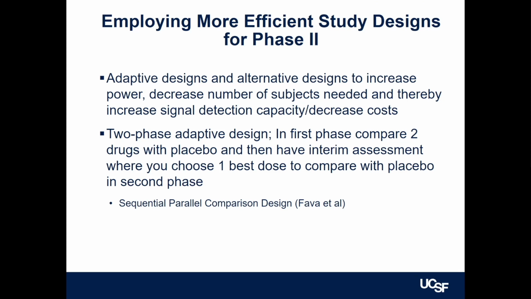So one of the most common is a two-phase adaptive design. And what that means is you have a first phase where you do some comparison of drug and placebo, and maybe several doses of drug, maybe one dose. And then you stop the trial, and you have an interim assessment, and you look at whether one of them is looking very promising, and then you drop the other ones and proceed with the best one.